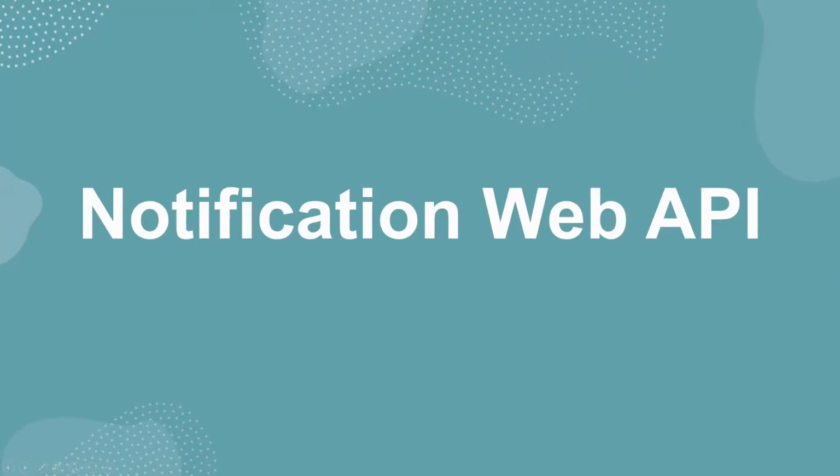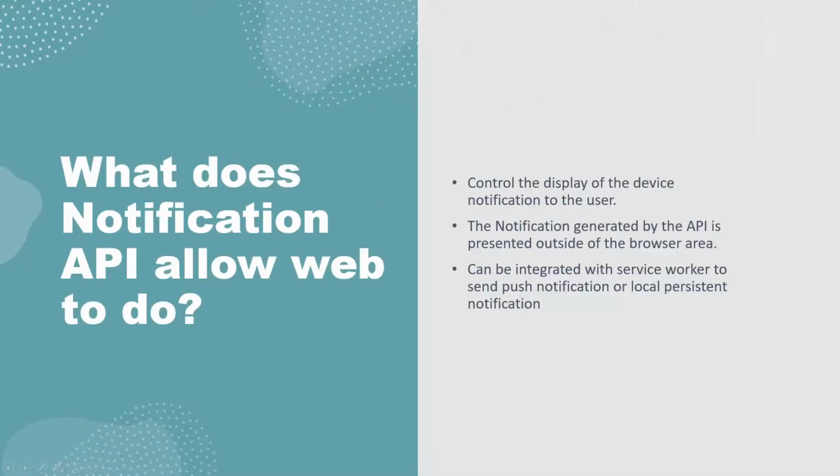Last week we talked about the service worker and how notification is implemented with the service worker. And this week I want to talk about how you can implement notification API inside of your web application. So let's get started. Let's talk about what the notification API allows the web to do.